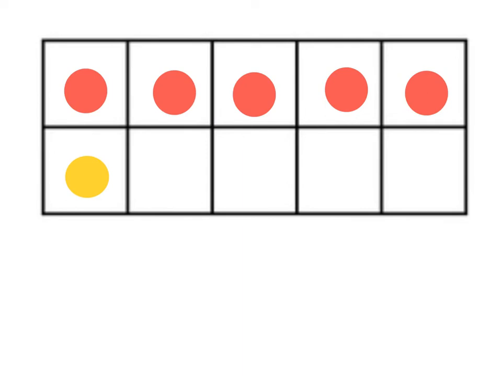I can write an addition equation for these 6 counters. I can see that 5 red counters plus 1 yellow equals 6. Look at the equation that I can write for this.